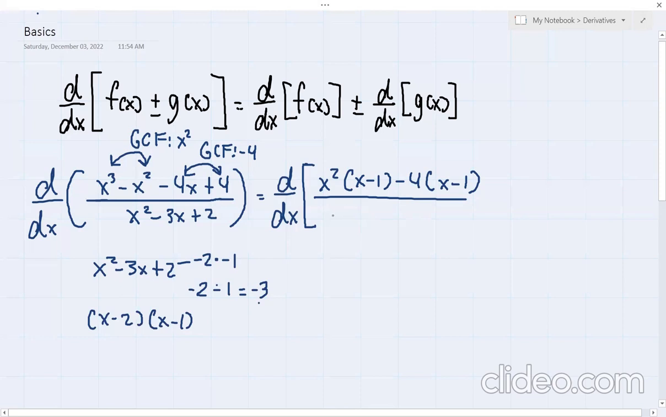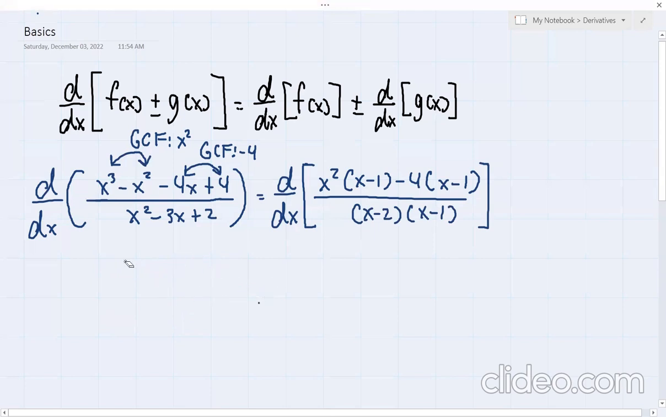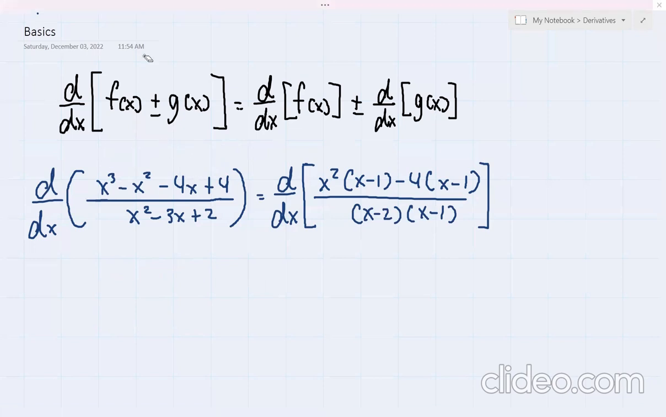Alright? So, therefore, we will have x minus 2 at x minus 1. That's it. Alright? Wait, I'm just going to erase this one. There we go. So, that's it. Now, we're not done yet.